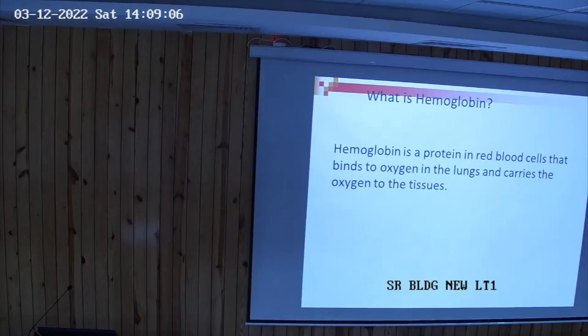So this is one of the competencies that is in your syllabus: the structure, types, derivatives, functions, normal range, everything in your syllabus. We'll try to cover this hemoglobin section in theory today, then we'll do the practical work next week in the laboratory, with your own blood. So be prepared, get the lancet, so that we can proceed with the practical.